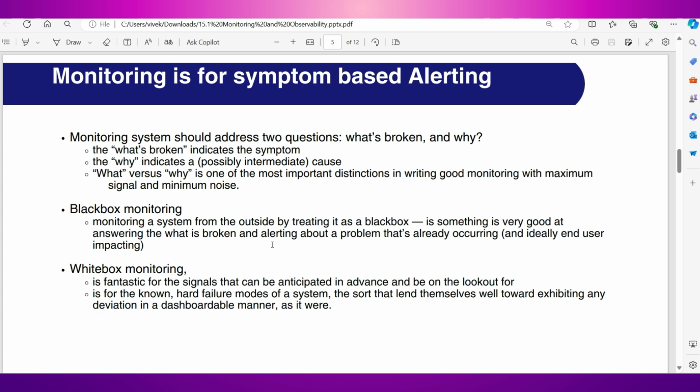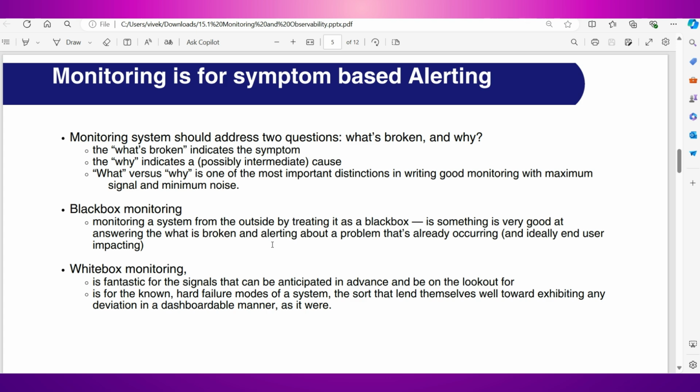Okay, so the next step is black box monitoring. We have seen white box. What is black box monitoring? This involves monitoring a system from the outside without looking into the internals. It's good for detecting if something is wrong. It answers what is broken and alerts about an ongoing problem. Black box monitoring is like checking if a light bulb is on or off without knowing how the electricity flows inside.